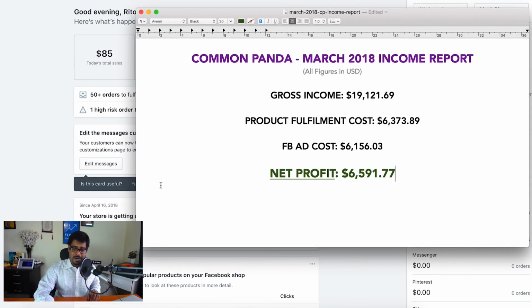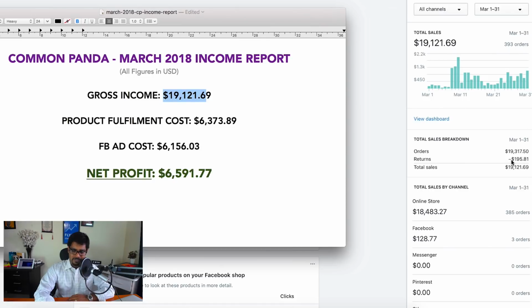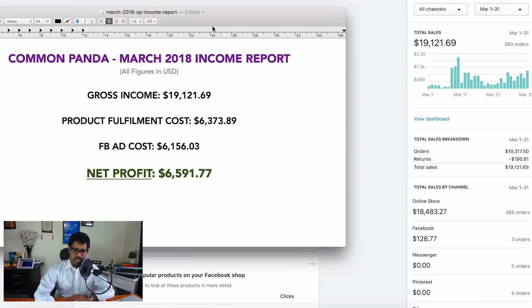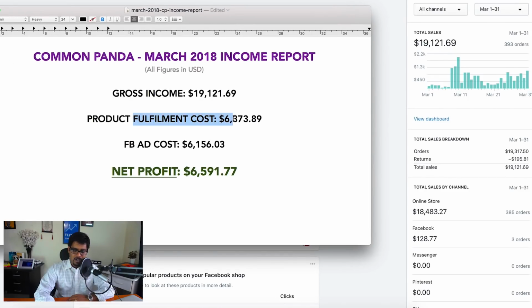So this is the Common Panda March 2018 income report. All figures you see will be here in USD. The gross income was 19,121. By the way, this includes the refunds. You see the returns that we have right here, 195. So this is actually after refunds. The total was 19,317, but the total sales after refunds is 19,121.69, and the product fulfillment cost, which I told you guys is 1/3 of the gross income.